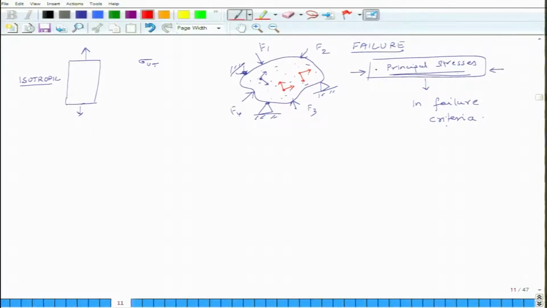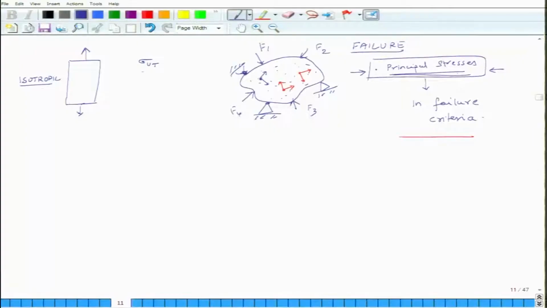So, we can use the principal stress method, but in case of orthotropic or anisotropic material, this method just does not work, because you can compute principal stresses at every point, but the strength of the material keeps on changing with respect to the direction. So, you do not know what to compare these principal stresses with. Okay.